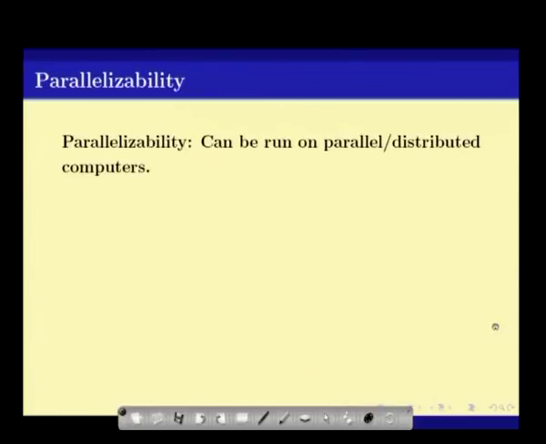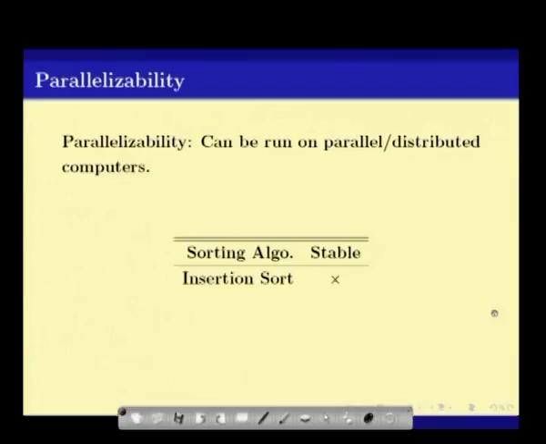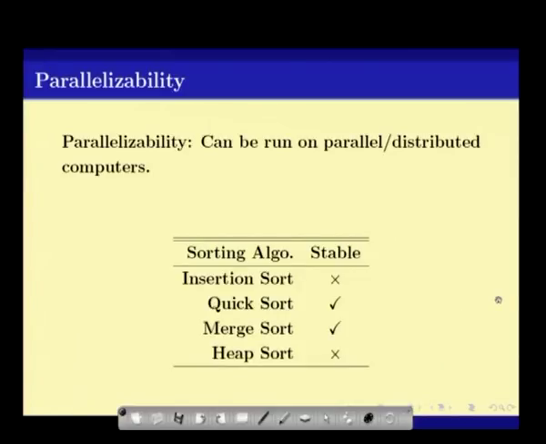The next one is parallelizability: which of these algorithms can be made parallel. In short, if something can be done in a recursive way, for example, in the case of merge sort, we split it up into two halves and say, sort this first half and sort this second half. Sorting the first half can be allocated to some other computer, whereas sorting the second half can be given to some other computer. So, merge sort and other recursive algorithms can be parallelized. And thus we see that insertion sort and heap sort are not parallelizable, while quick sort and merge sort are. So, with this we come to the end of this set of properties that we were studying.